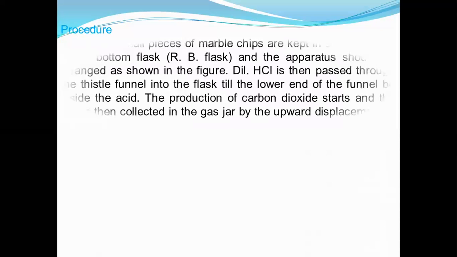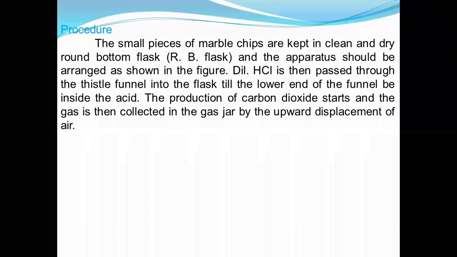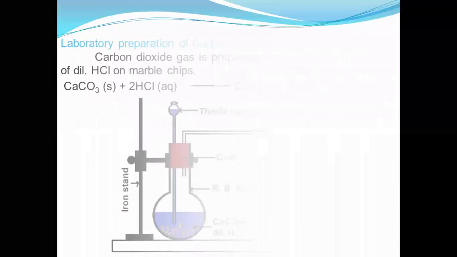So the procedure, if you want to see: small pieces of marble chips are kept in a clean and dry round bottom flask, and the apparatus should be arranged as shown in the figure. Dilute HCl is then passed through the thistle funnel into the flask till the lower end of the funnel is inside the acid. The production of carbon dioxide starts, and the gas is then collected in the gas jar by upward displacement of air. What is the meaning of upward displacement of air here?